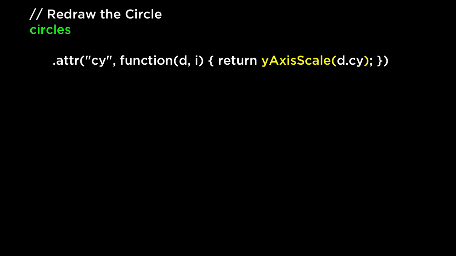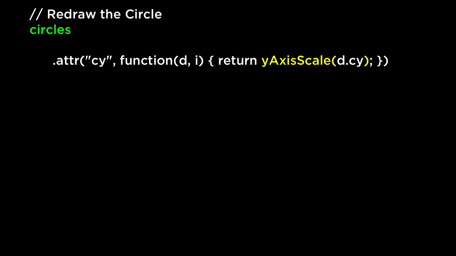The key thing to note here is that the zoom behavior has changed the y-axis scale domain for us. It has done the hard work with the math to figure out what the new y linear scale domain should be. So all we have to do is pass the original CY data from the circle to the updated scale, and it will figure out what the right CY number should be. Why do we scale it? For the same reason as the CX.